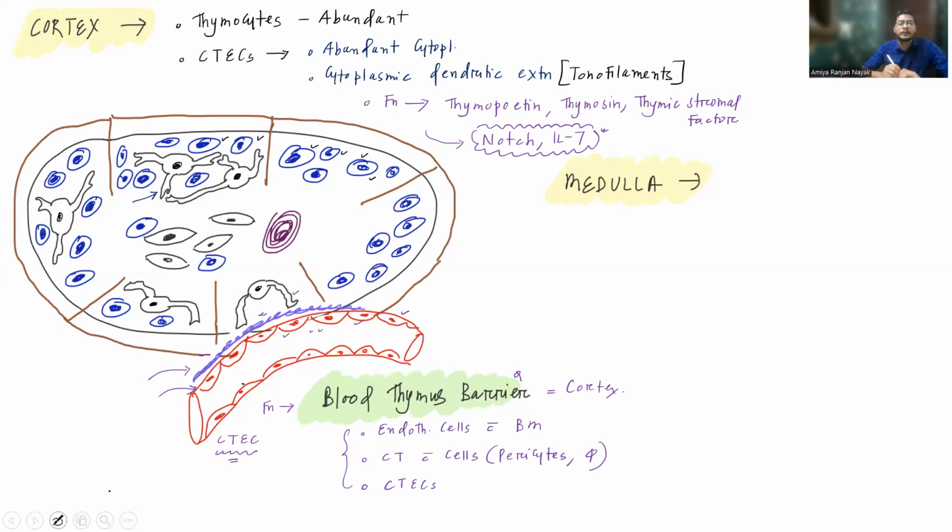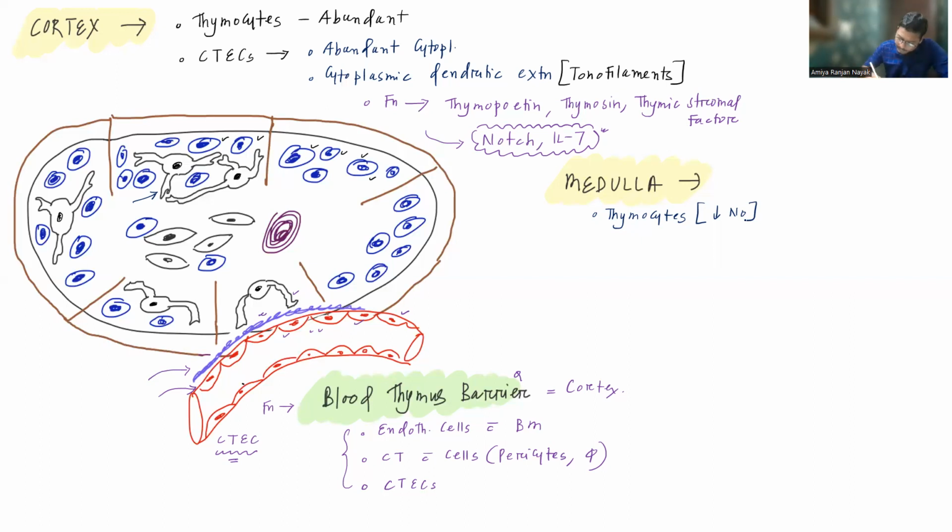So the medulla, which is present in the inner part of the thymus, will also contain thymocytes, the developing or immature T lymphocytes. However, these thymocytes present in the medulla are lesser in number. That is why the medulla is slightly lighter in comparison to the cortex. So the cortex is dark and the medulla is lighter. Why is it lighter? Because the number of thymocytes is less inside the medulla. We'll discuss in the next slide, when we discuss T cell development, why the number of thymocytes is less inside the medulla.